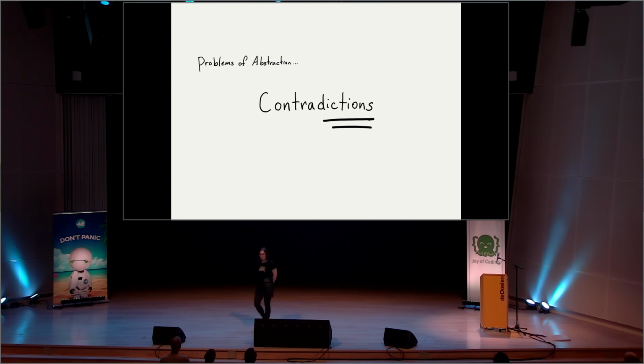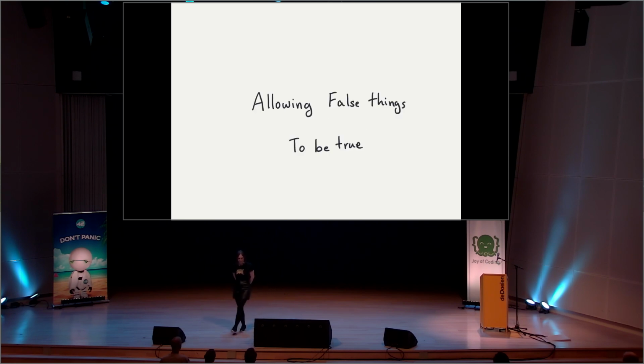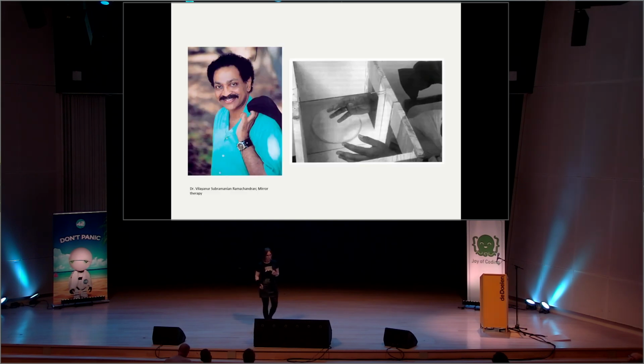Let's talk about another problem of abstraction, contradictions. How can we allow false things to be true? Because, for example, if you believe you can't draw, if you believe you can't do math, then how do you get past that unless a false thing can be true? And just to give it a sort of grounding in something, there's a difference between knowing something and understanding something.